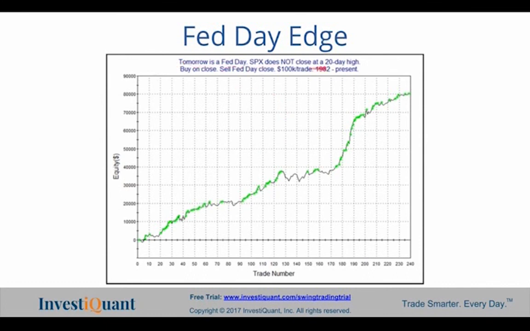What we're looking at here is since 1982, tomorrow is a Fed day. We're going to buy the close and sell the next day's close. This does not include commission. This is just a study, okay? So this shows how the market has performed over that time period.